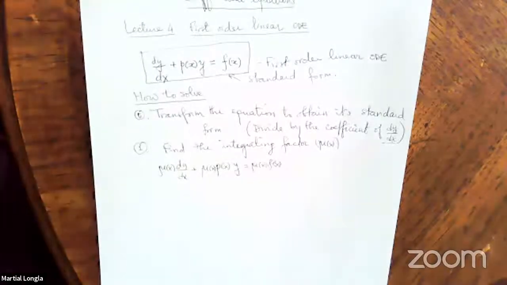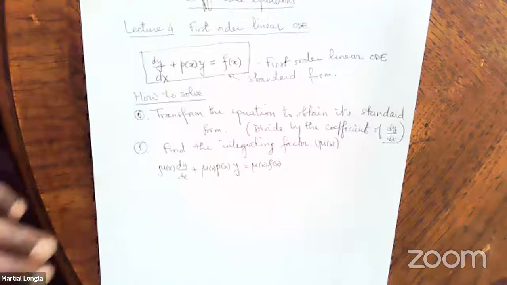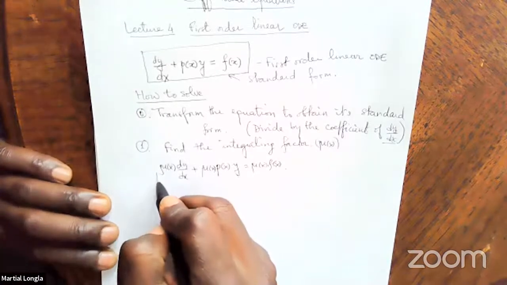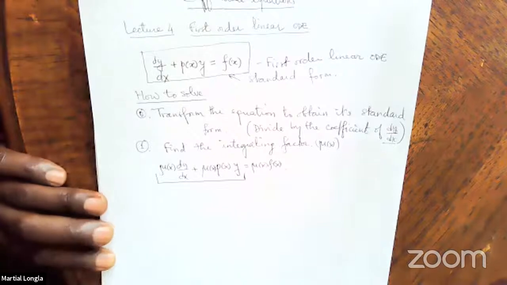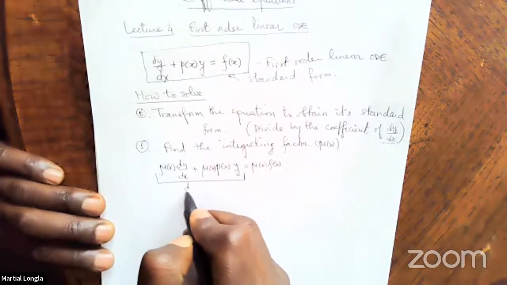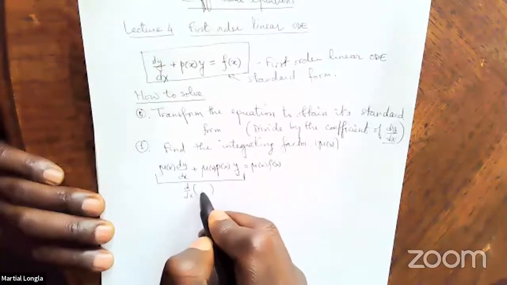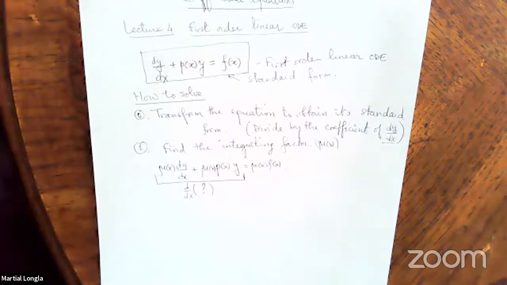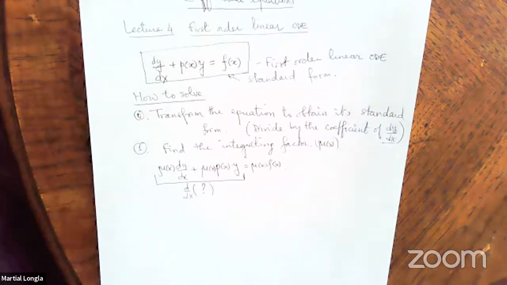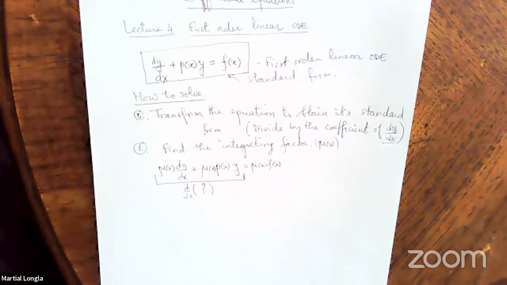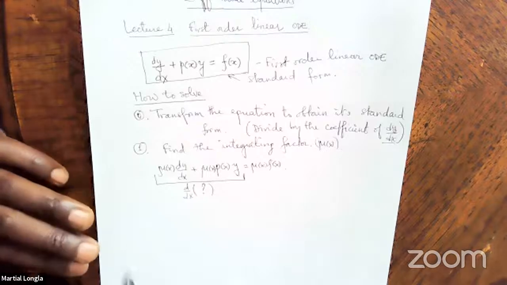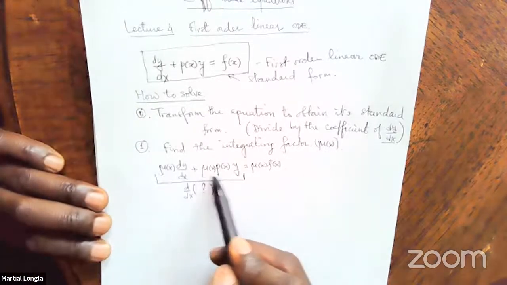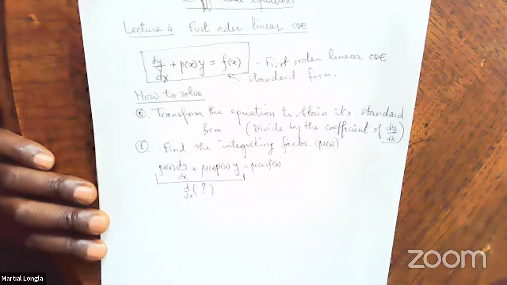And so after multiplying the equation by mu of x, what we expect to see is that this is the derivative with respect to x of something. That's what you want. That's the reason why you are multiplying by mu of x, because you want that left-hand side to turn into the derivative of a function that we want to figure out.